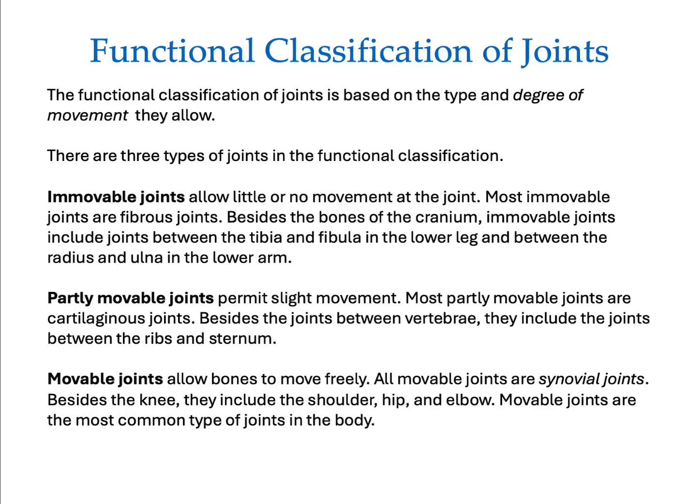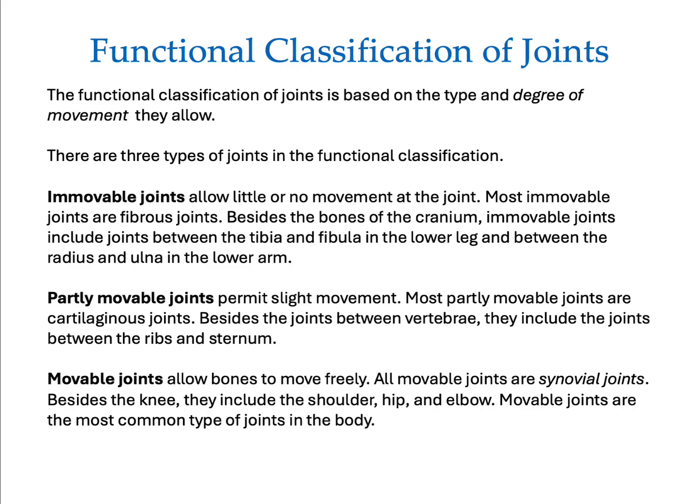Functional classification of joints. The functional classification is based on the type and degree of movement. There are three types of joints in the functional classification. Immovable joints allow little or no movement at the joint. Most immovable joints are fibrous joints.